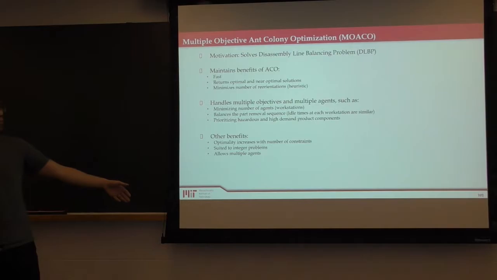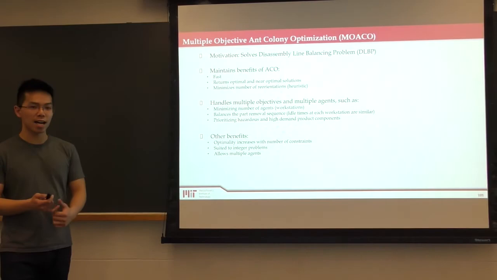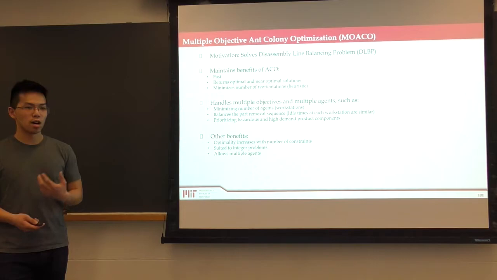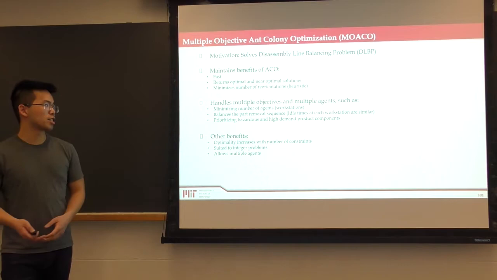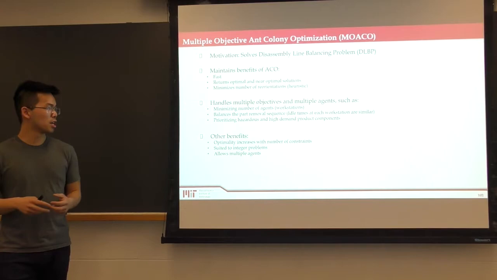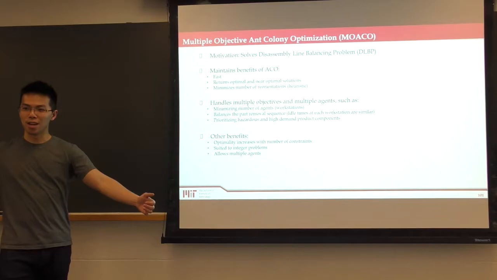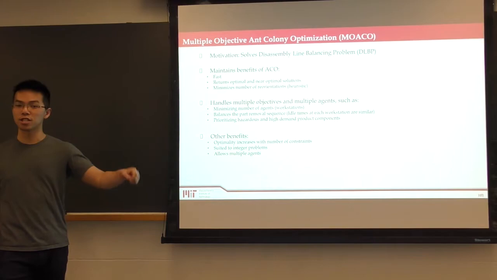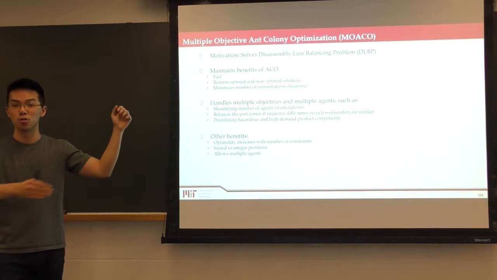And so it maintains the benefits of ACO. It's fast, it returns optimal or near optimal solutions, and it can also be adapted to deal with heuristics. In addition to that, it's able to deal with multiple heuristics and this idea of multiple agents. By multiple agents, what I really mean is that if you have an assembly line, then each step in the assembly line is a different agent, right? Because each agent is taking apart one part from the product every single time as a new product moves down the line. Does that make sense? I see nods. All right, cool.